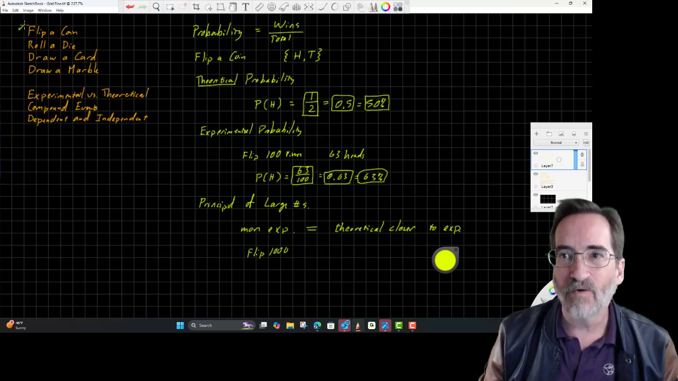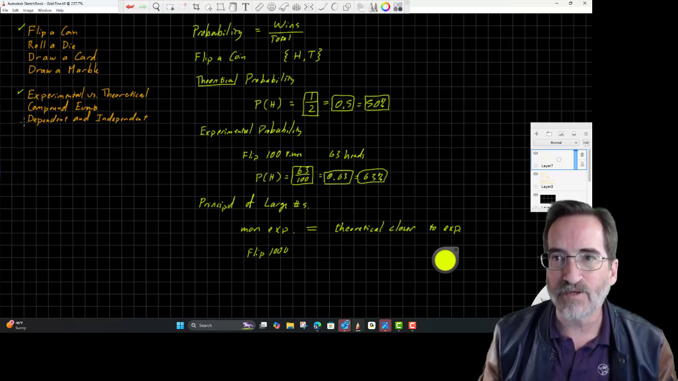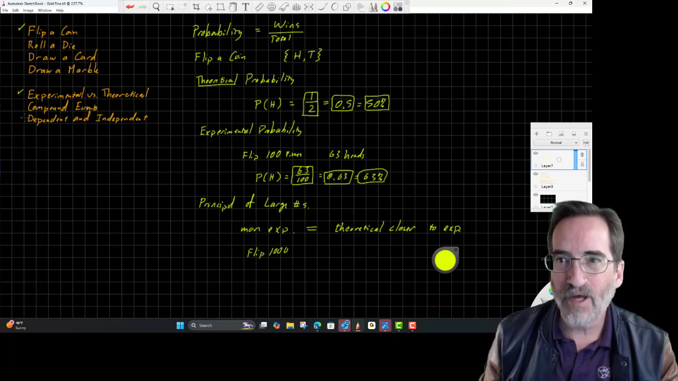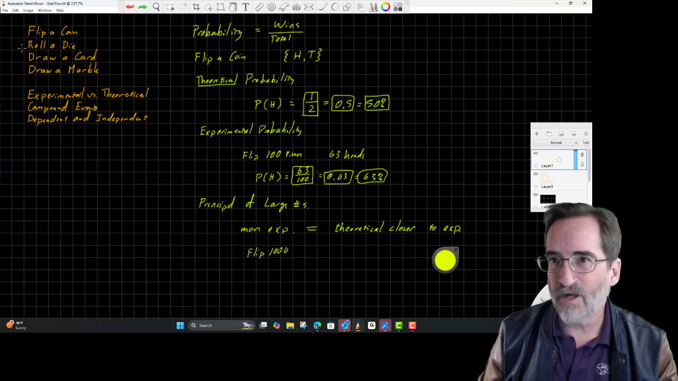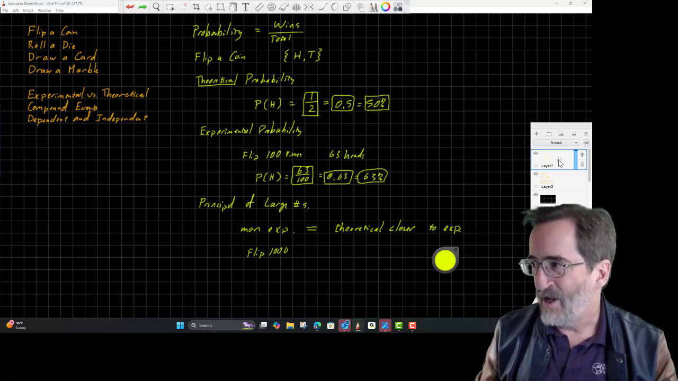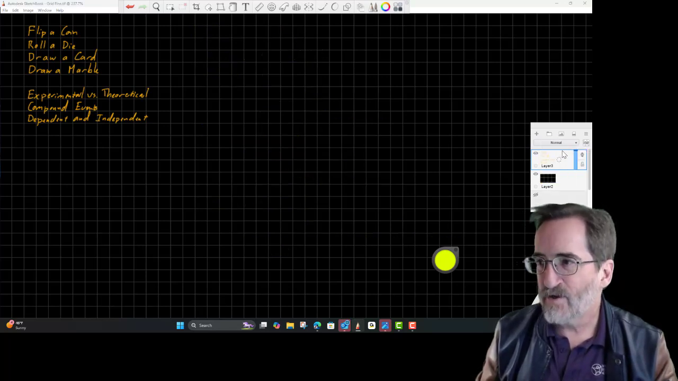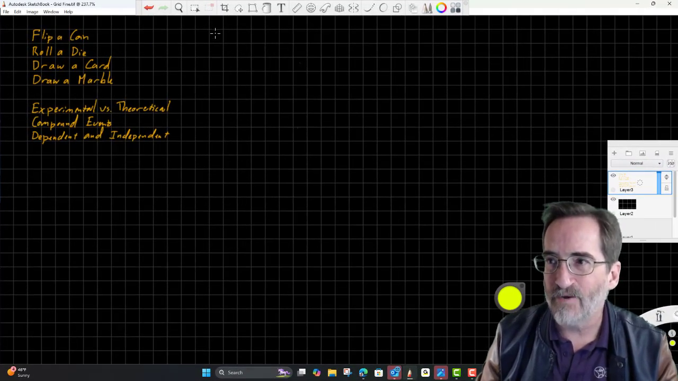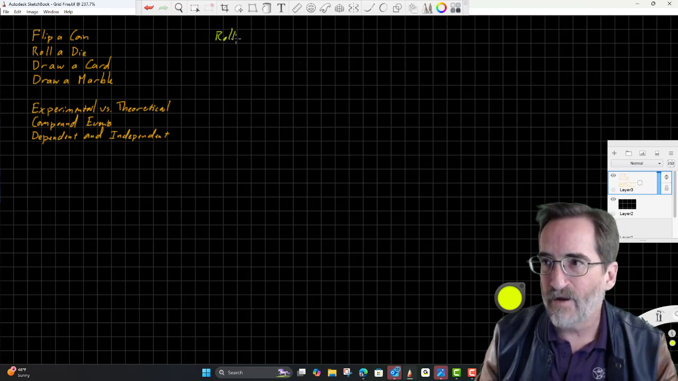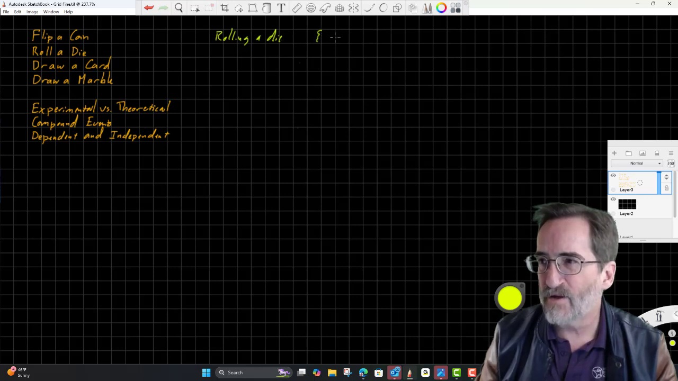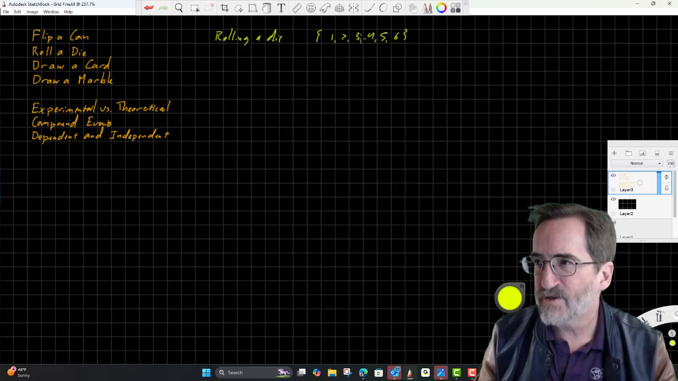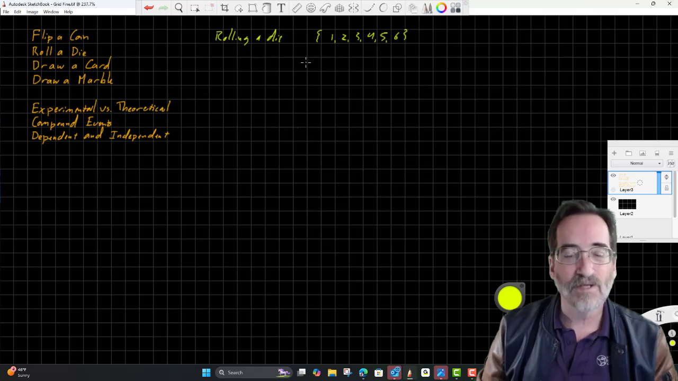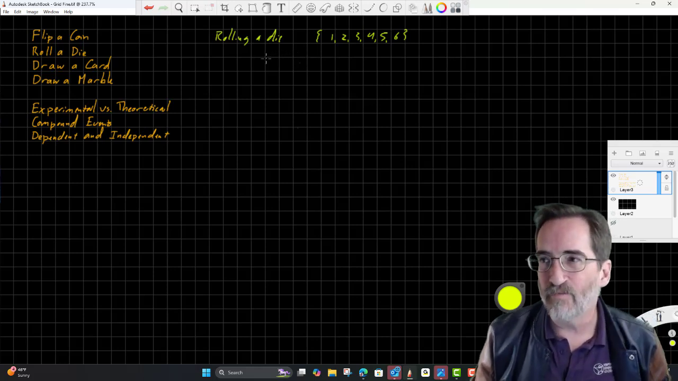All right, so we've talked about flipping a coin, experimental versus theoretical. Let's go ahead and go to all the other cases. What about rolling a die or drawing a card or all of these other experiments we can conduct? If I roll a die, the sample space for rolling a die is 1, 2, 3, 4, 5, and 6. Okay? Because that's a 6-sided die. It's a 6-sided cube. Okay?